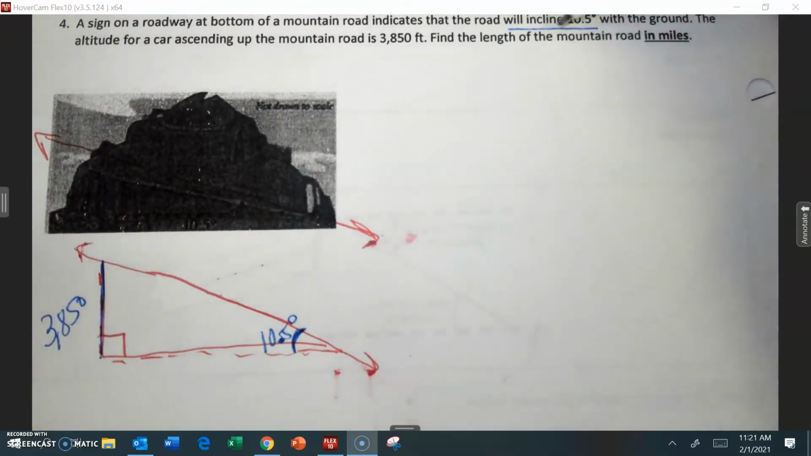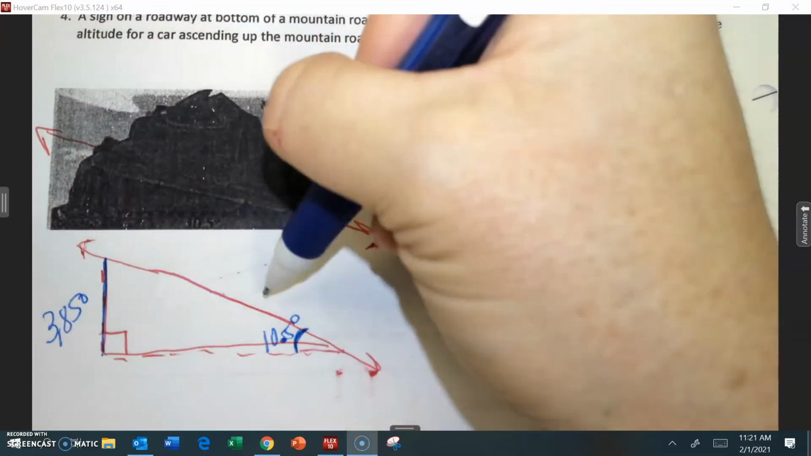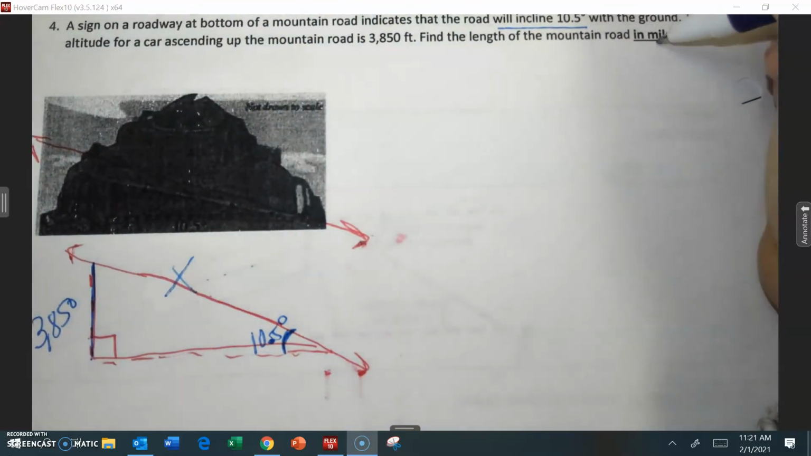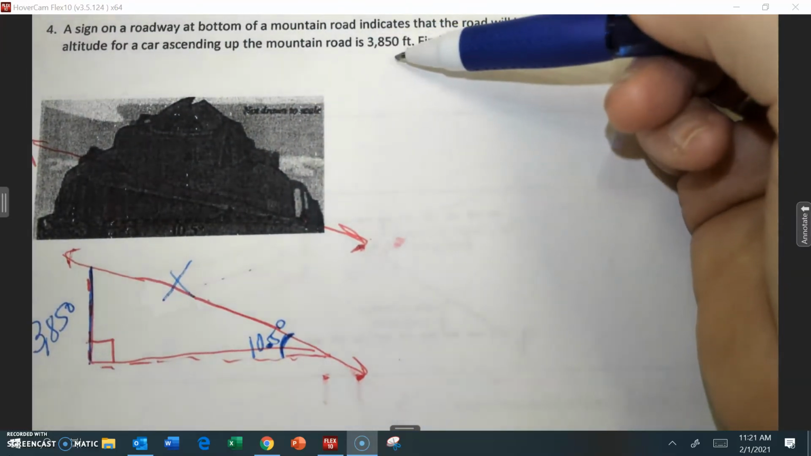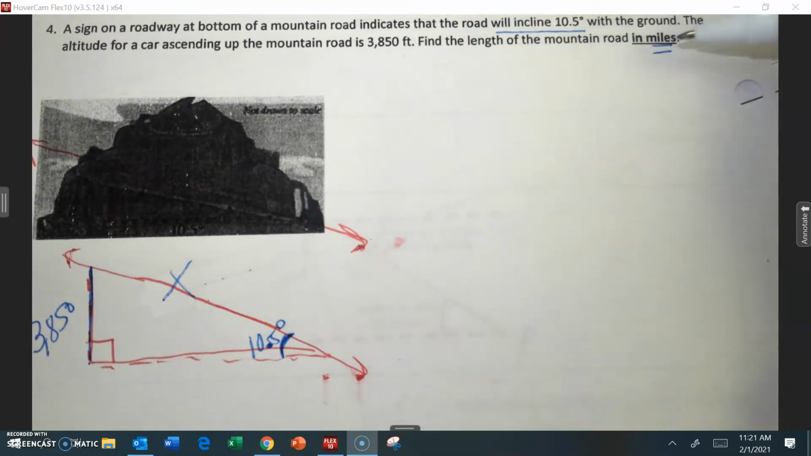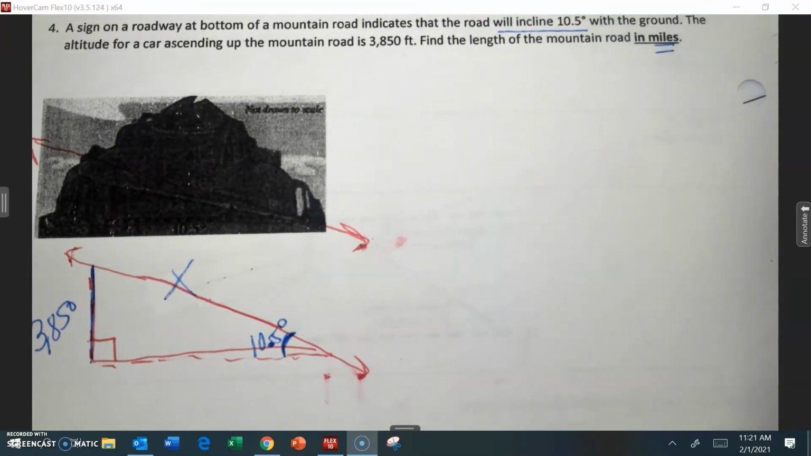It wants you to find the length of the mountain road, which we said was right here, in miles. The only thing you have to be careful of here is that this is given in feet. We need miles. Not going to be a big deal, okay?